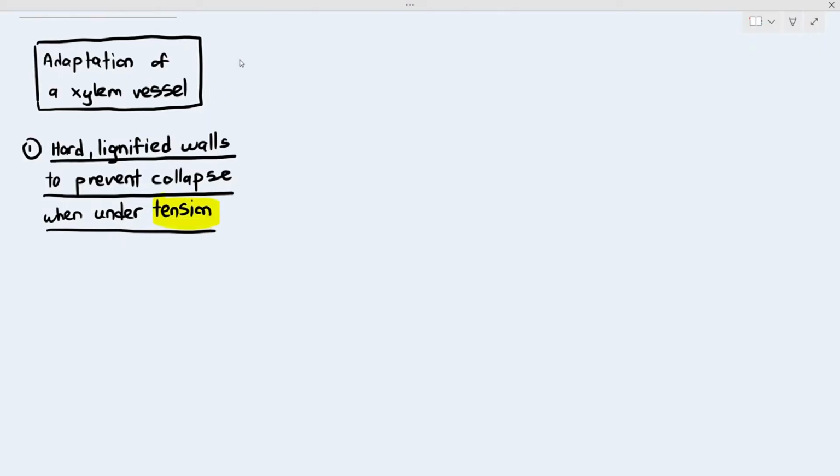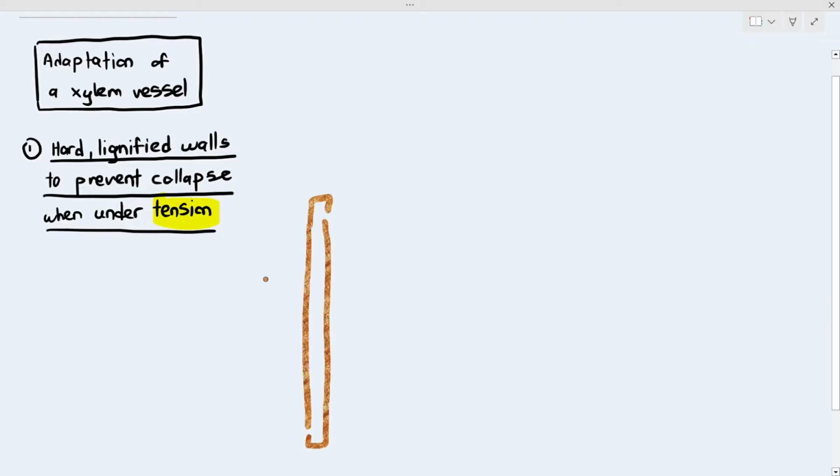The first thing is we have to talk about tension, and we also have to cover collapse. Tension happens when the water at the top of the xylem leaves the xylem vessels because it enters the leaf, and thus it creates a low pressure at the top. And when it creates a low pressure at the top, we will say that the xylem vessel is under tension.